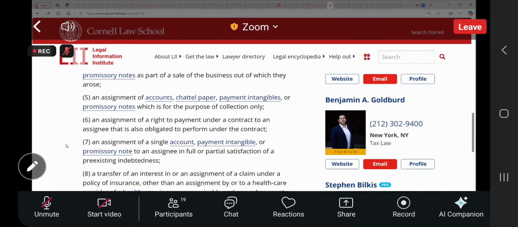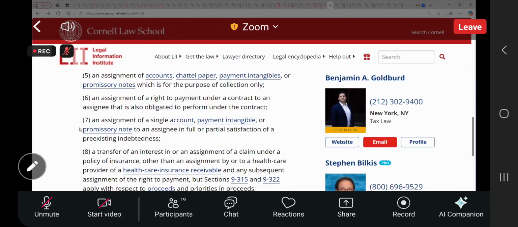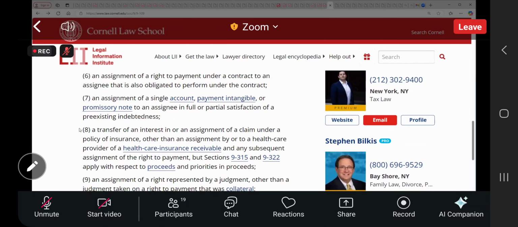It's a secretary note. The secretary note goes along, is attached to the warehouse receipt. I'm going to show you where the promissory note is a secretary note so you understand how deep this is and how much the Secretary of State holds power over our straw man assets in the state you're in. Every company has a CEO, a secretary, and an employee. Your secretary is the Secretary of State. Number 7, an assignment of a single account, payment intangible, or promissory note in full or partial satisfaction of pre-existing indebtedness.